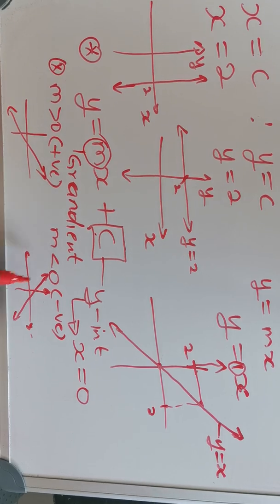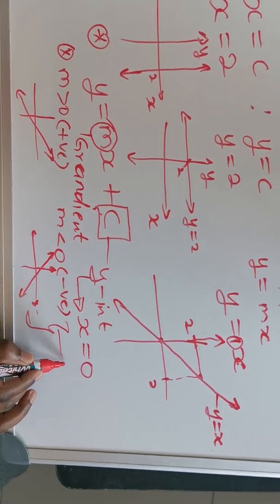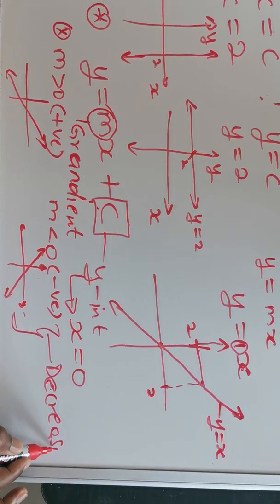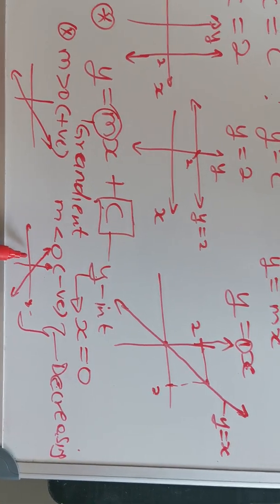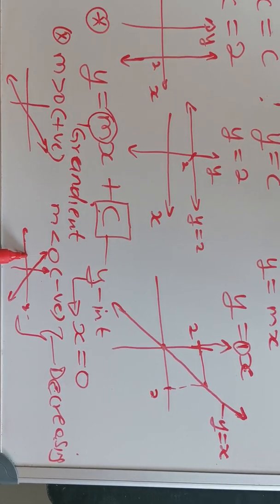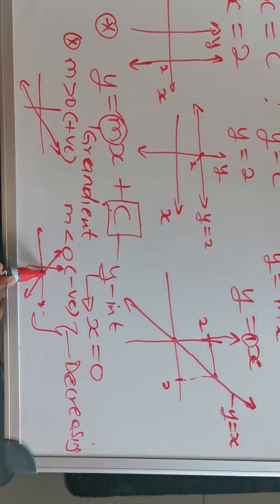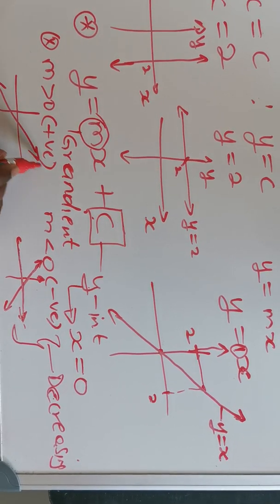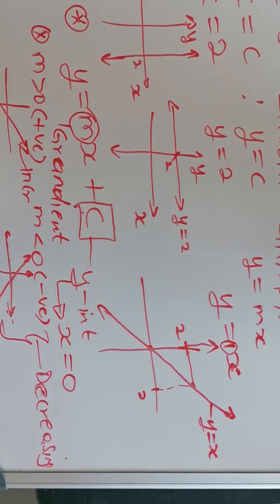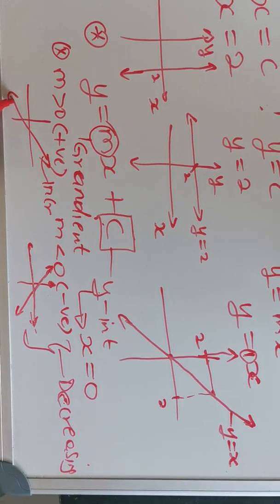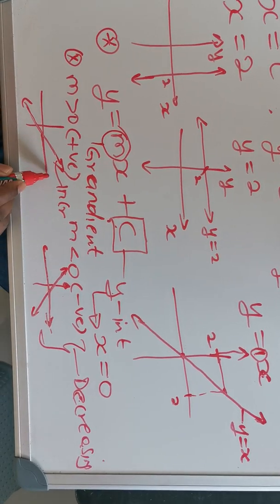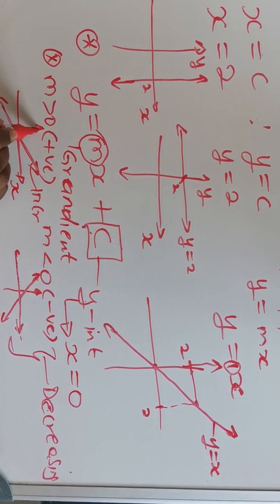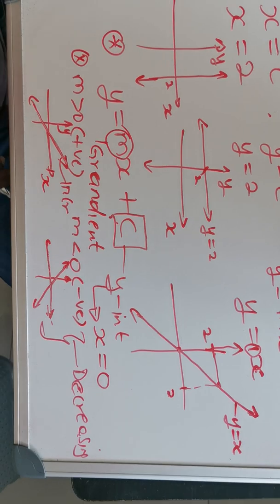But what is important with these two is that for this one, this is what we call a decreasing function. Why is this one a decreasing function? It's decreasing because if you look at x, as x is increasing here, your y is decreasing. So that's why we say this one is a decreasing function. This obviously is an increasing function, because as x increases, you can see that y also increases. So that's why we say this one is an increasing function.